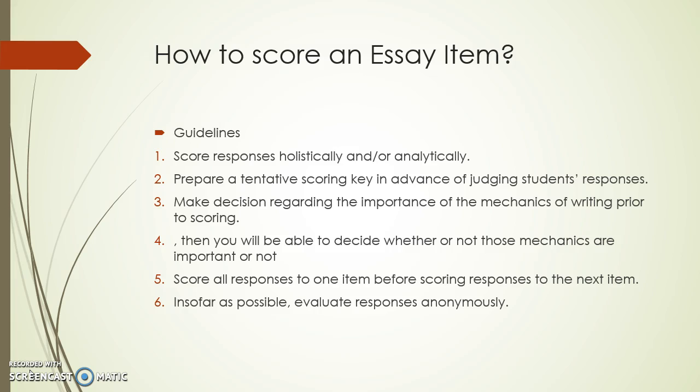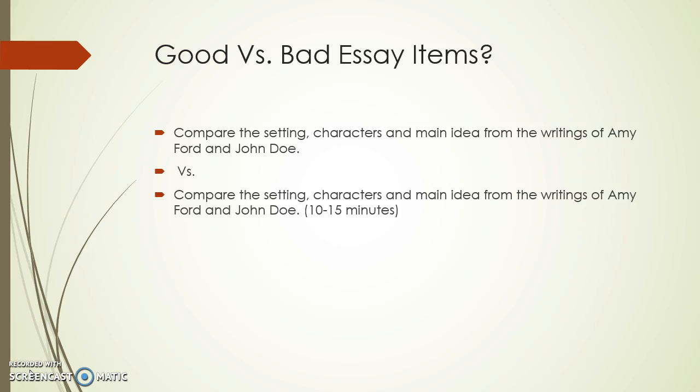Now that we have covered the guidelines for creating and scoring an essay item, I'm going to show you a few examples of well-constructed and badly constructed essay items. The first one that I'll show you is these two. Compare the setting, characters, and main idea from the writings of Amy Ford and John Doe, versus, compare the setting, characters, and main idea from the writings of Amy Ford and John Doe in 10 to 15 minutes. In this example, we can clearly see that they are the exact same question. However, the second one would be correct because it gives the students a time limit and lets them know how long is expected of them to spend on that essay item.